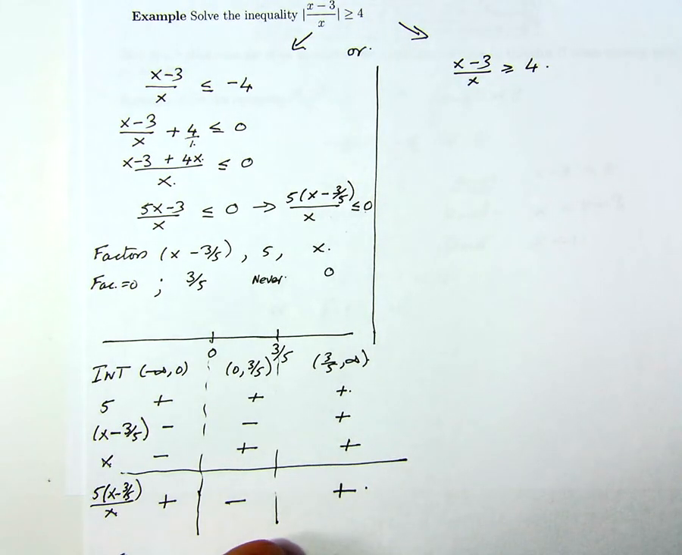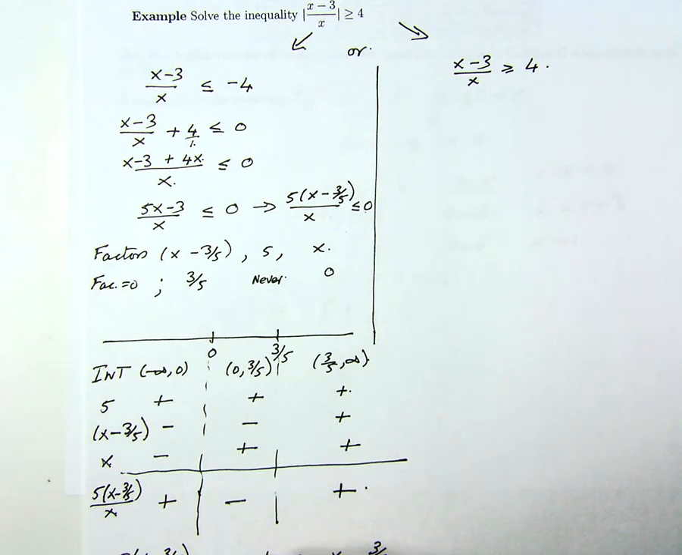And so that happens somewhere between 0 and 3 over 5. For everything between 0 and 3 over 5, strictly between, this is less than 0.